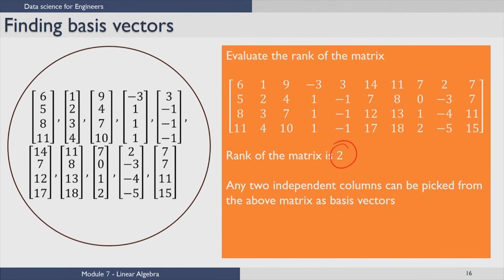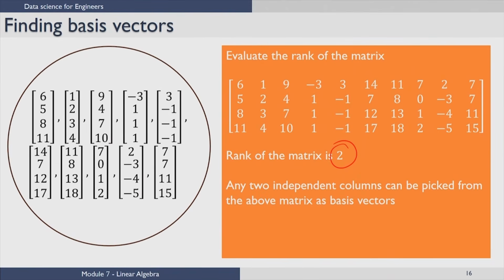If it is 1, then I have only one basis vector. If there are 2, there are 2 basis vectors, 3, there are 3 basis vectors and so on. In this case, since the rank of the matrix turns out to be 2, there are only 2 column vectors that I need to represent every column in this matrix. So, the basis set has size 2 is something that we have determined.